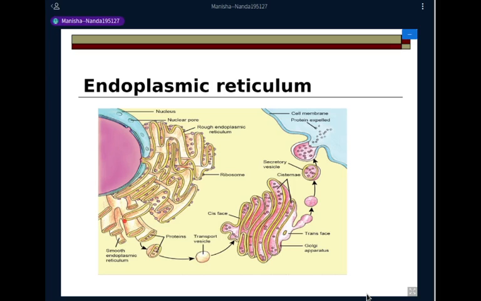So basically, when we say that it plays an important role in the synthesis of proteins, it is not the endoplasmic reticulum that is actually synthesizing the proteins. It is these ribosomes which reside on the surface of the endoplasmic reticulum, that is the rough endoplasmic reticulum. They synthesize proteins on its surface. Now, there are other ribosomes also which are present free in the cytosol.